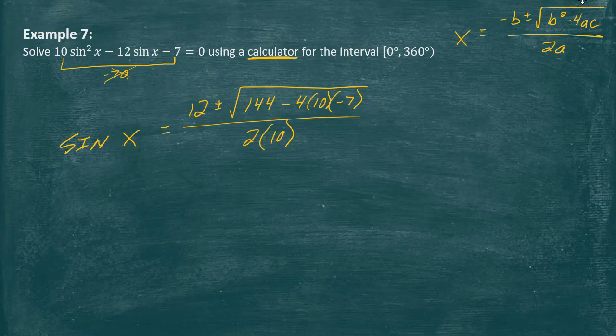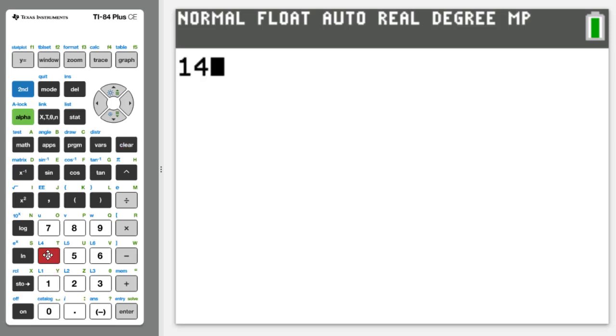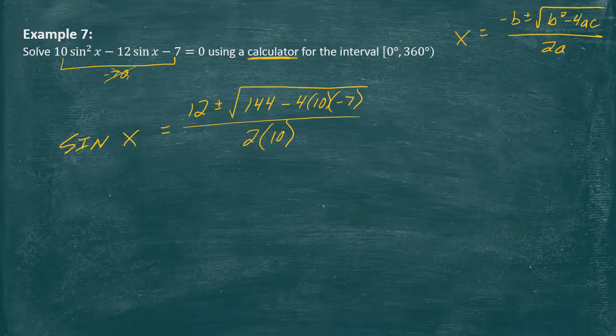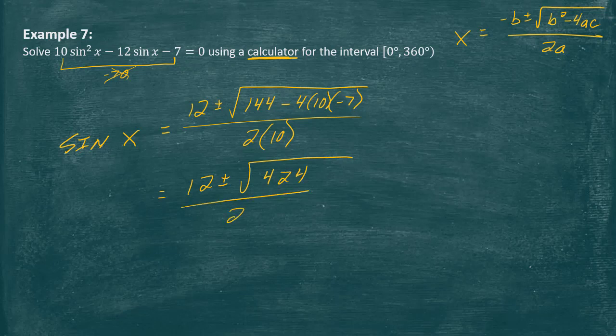And at this point, I feel like we could probably just try and simplify this utilizing a calculator. So let's bring one up. I got 144 minus 4 times 10 times -7. So that's really going to switch to addition, but let's just type it in. 144 minus 4 times 10 times -7, and in fact it gives me 424. And so let's go back here and say that this is the same as 12 plus or minus the square root of 424 all over twice 10, so over a 20.